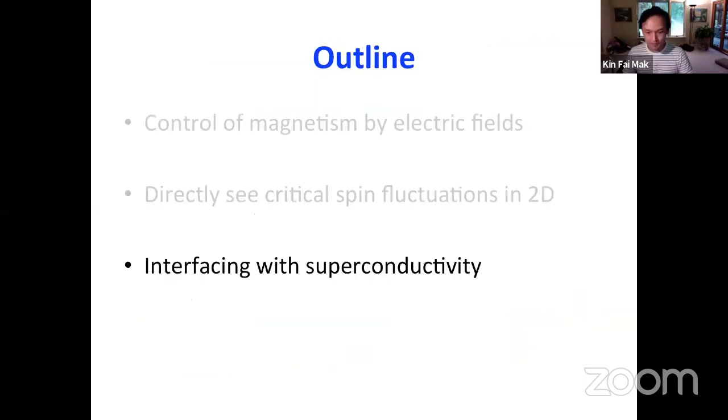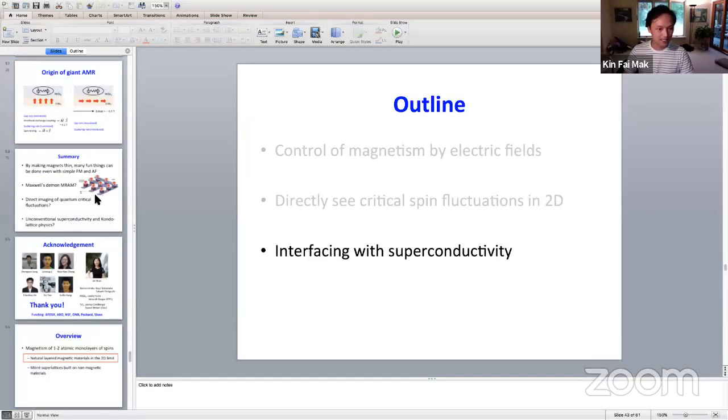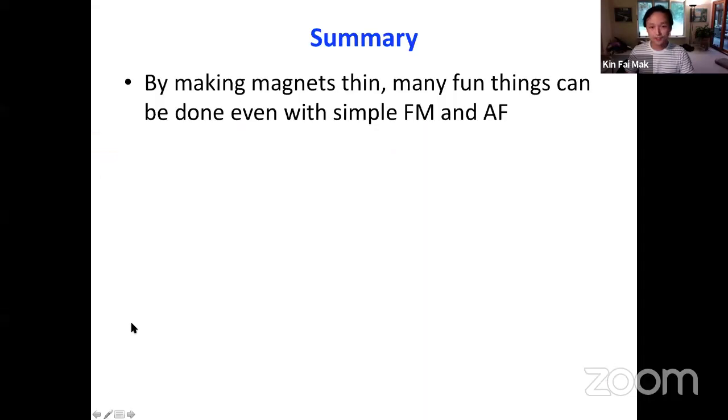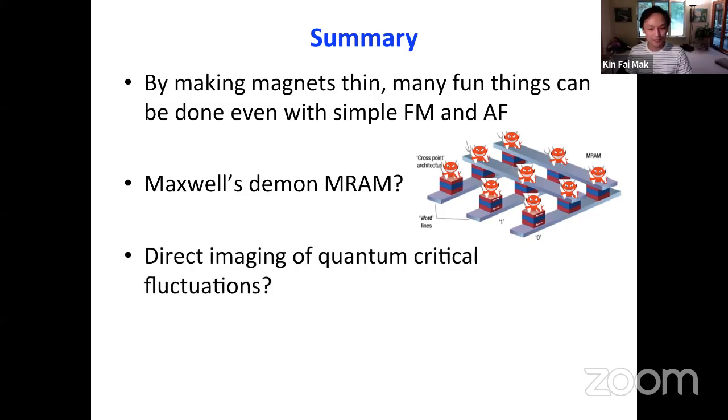Anyway, I don't have time to go through the rest of the talk, but let me just conclude here that by making the magnet thin, you can do some quite fun things even with simple ferromagnetic or anti-ferromagnetic systems. One possibility is whether we can make an MRAM device with an array of Maxwell's demons, for instance, that we have introduced.